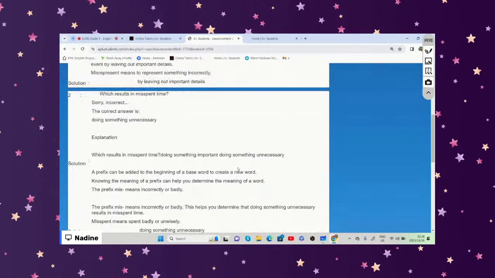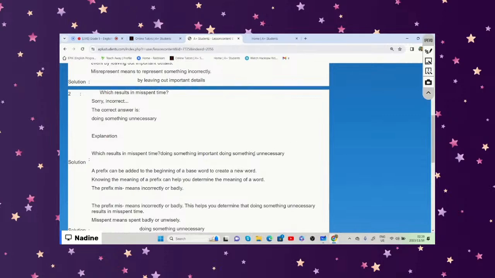And then we have misspent, which results in misspent time. Misspent time is when you are, for example, spending time with someone or something unnecessarily. It's like you're wasting time. That is what they mean. It's like spending time badly with somebody or unwisely. That is misspent time.